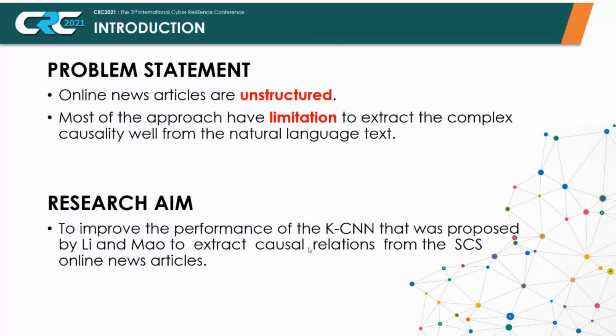So the problem statement of this research is that online news articles are unstructured. We need to search for specific news articles in order to obtain the news that we want. Because online news is updated frequently, we need to find the related news and read it one by one, which is tedious at times. Besides that, the current approaches to causal relation extraction have some limitations in extracting the complexity of causality well from natural language text.